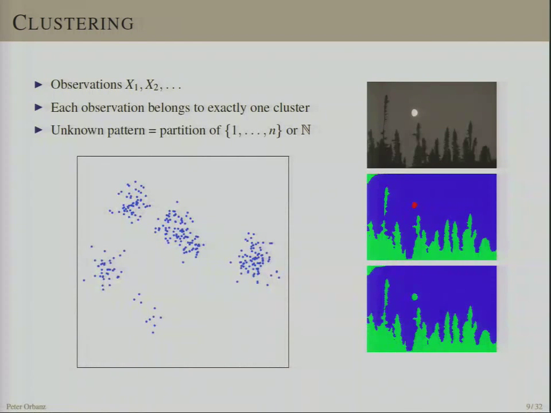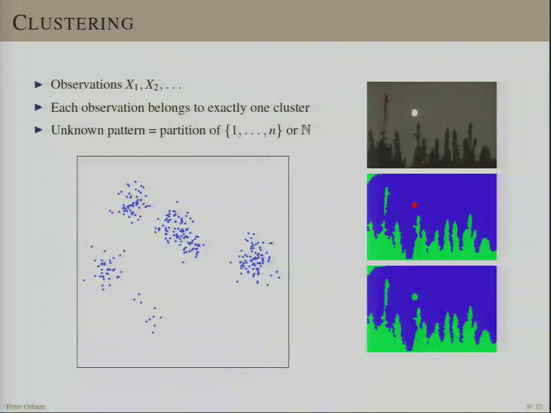And if you think of this as an infinite sequence, then it has indices 1, 2, 3, 4, and so on. And we can partition it by partitioning the indices. So what we are looking for in that case is a partition of the natural numbers, or if we only see a finite number of data points, 1 through n, then we look for a partition of this finite set.